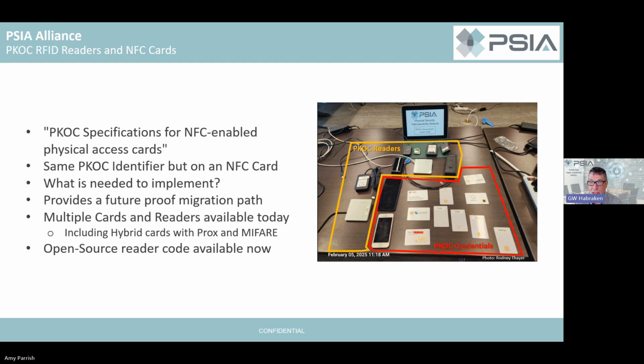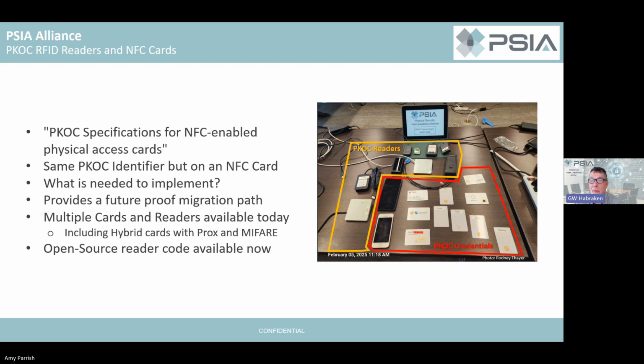So PKOC is two things. It's a credential, which is based on a public key, and it's also a protocol specification that can use that credential to authenticate. We currently have two protocol specifications, for Bluetooth and also for NFC-capable cards and readers.